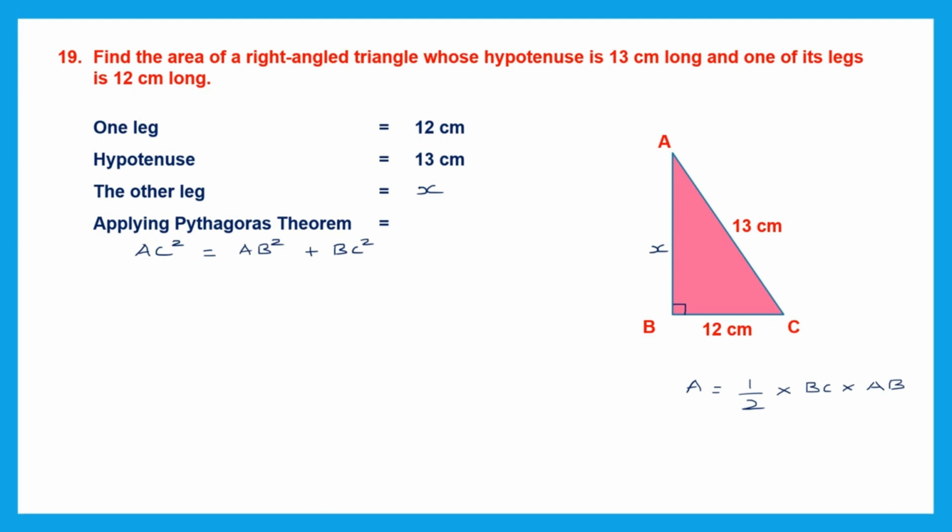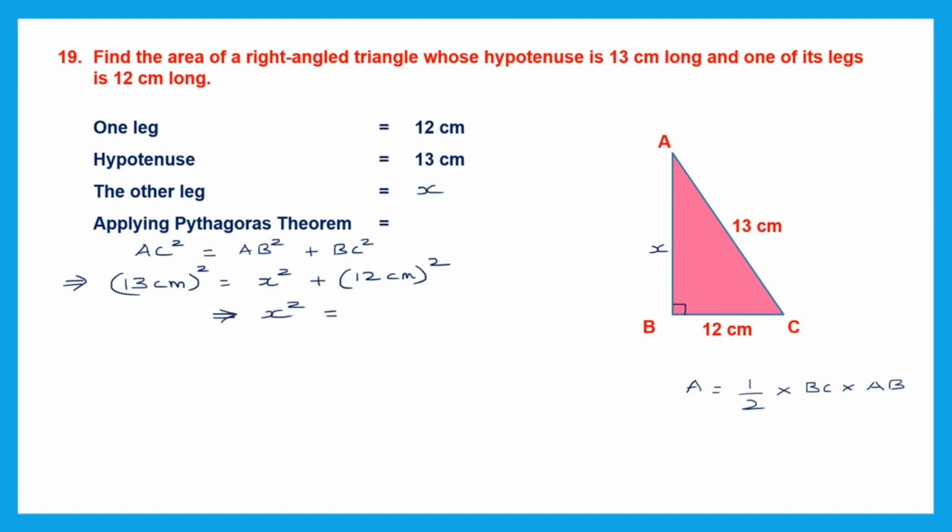So let's substitute whatever we have. Now we have AC, which is 13 centimeters. So 13 centimeters, the whole square, this will be equal to AB square. We don't have it, so we'll call it X square, plus BC square, which is 12 centimeters, the whole square. So now let's find out only X square.